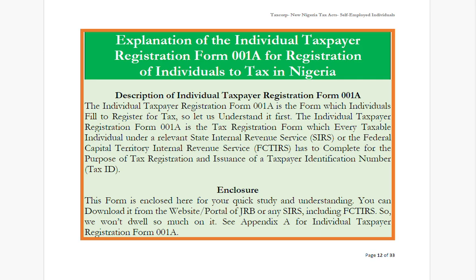Enclosure here. This form is enclosed here for your quick study and understanding. You can download it from the website or portal of the Joint Revenue Board or any State Internal Revenue Service, including the Federal Capital Territory Internal Revenue Service. So we won't dwell so much on it. See Appendix A for individual taxpayer as enclosed in this video.